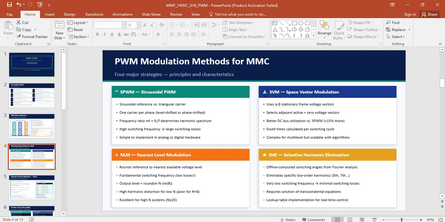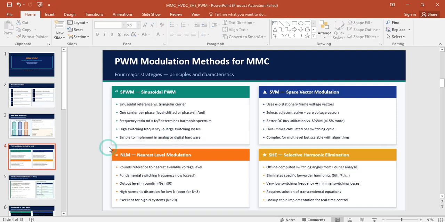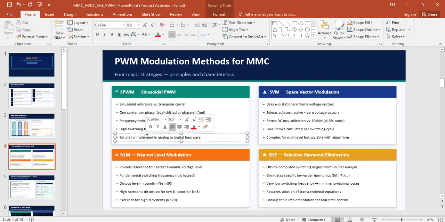This is a comparison between very famous control techniques such as the sinusoidal PWM technique. It has a sinusoidal reference and a triangular carrier, and it has a very high switching frequency, so large switching losses. So this is normally avoided when it comes to the HVDC system, whereas its implementation is very simple.